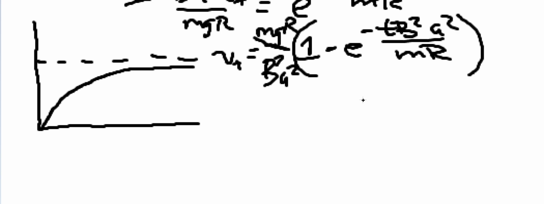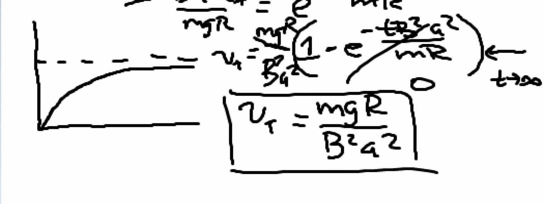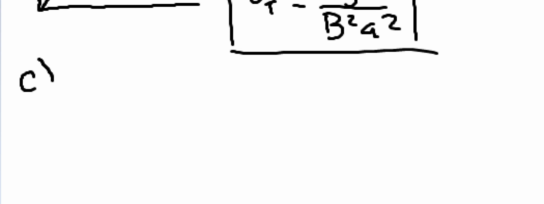As you can see, because as t approaches infinity, we're just going to do a limit. Imagine there's a limit as t approaches infinity here. As t approaches infinity, this term goes to 0. It's just 1. And our terminal velocity is mgr over b squared a squared. And that is right. Oh man, I feel so amazing right now. Woo! That was really long, and I probably did it way unnecessarily long. But man, does that feel good.